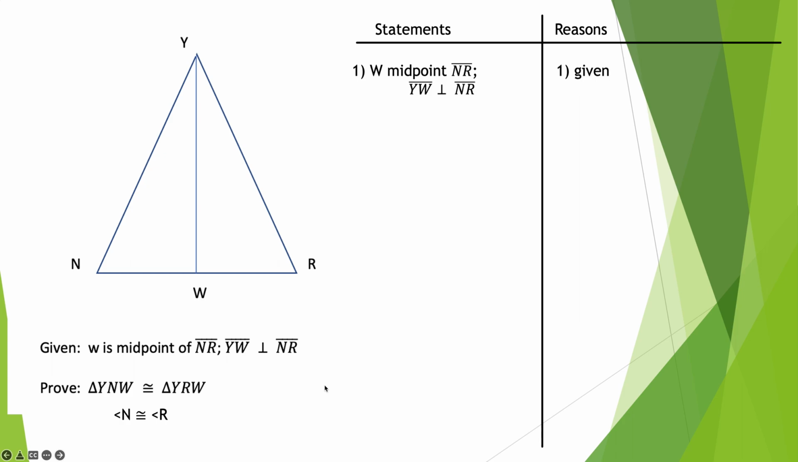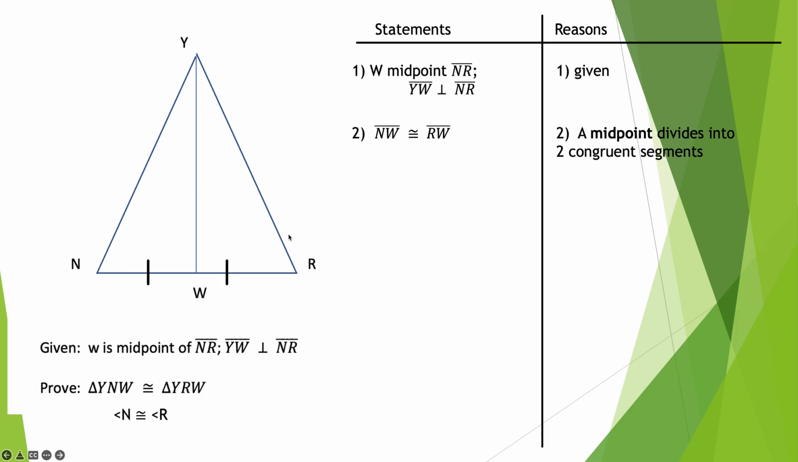Okay, so what do we got here? First, midpoint. W is the midpoint of NR, so NW, the left-hand half, is congruent to the right-hand half, RW. A midpoint divides it into two congruent segments. Notice, the word in the given is midpoint, and the word in the reason is midpoint.